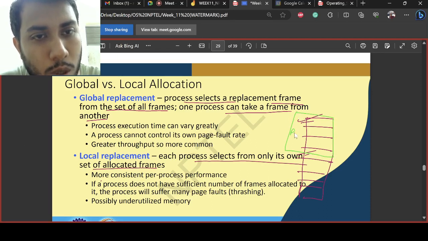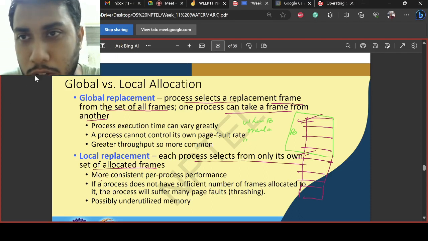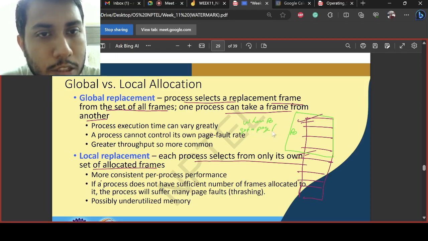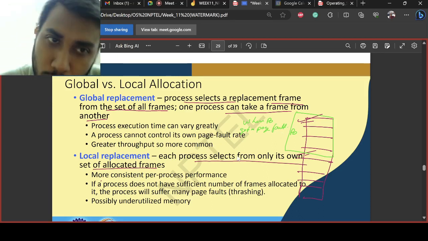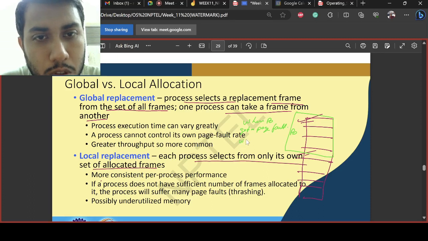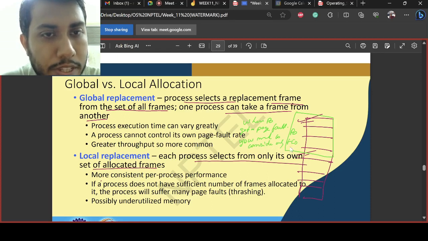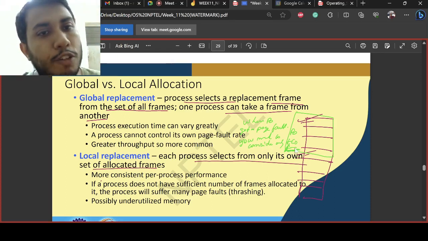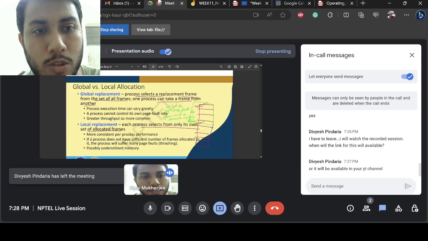Each of your frames has been allocated to a certain process. So this is controlled by P0. When P0 gets a page fault, you need to consider only these frames. For replacement you need to consider only the frames which have been allocated to it.